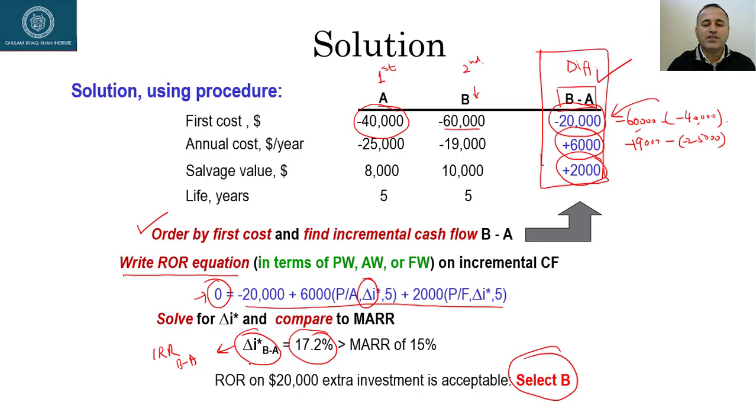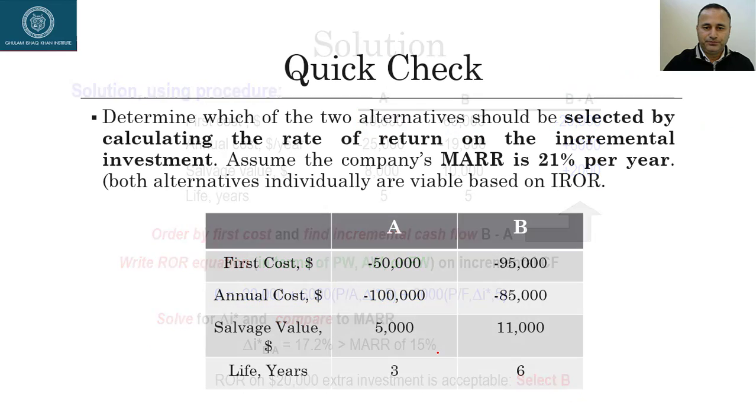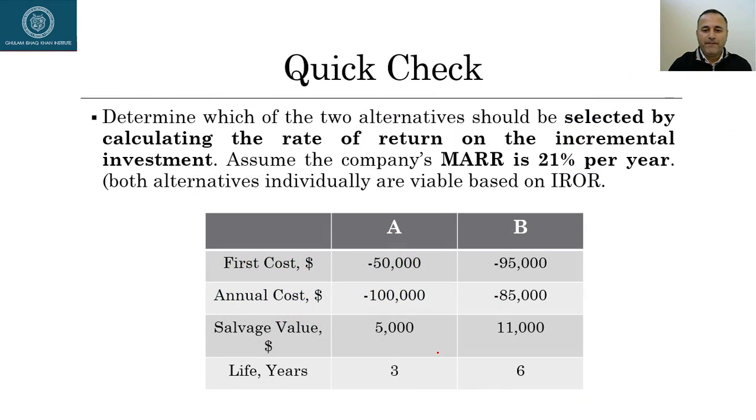Assume a situation where the IRR of these incremental cash flows would have been less than MARR. Then of course we would have gone with project A, so alternative A would have been more desirable. So straightforward, no rocket science.